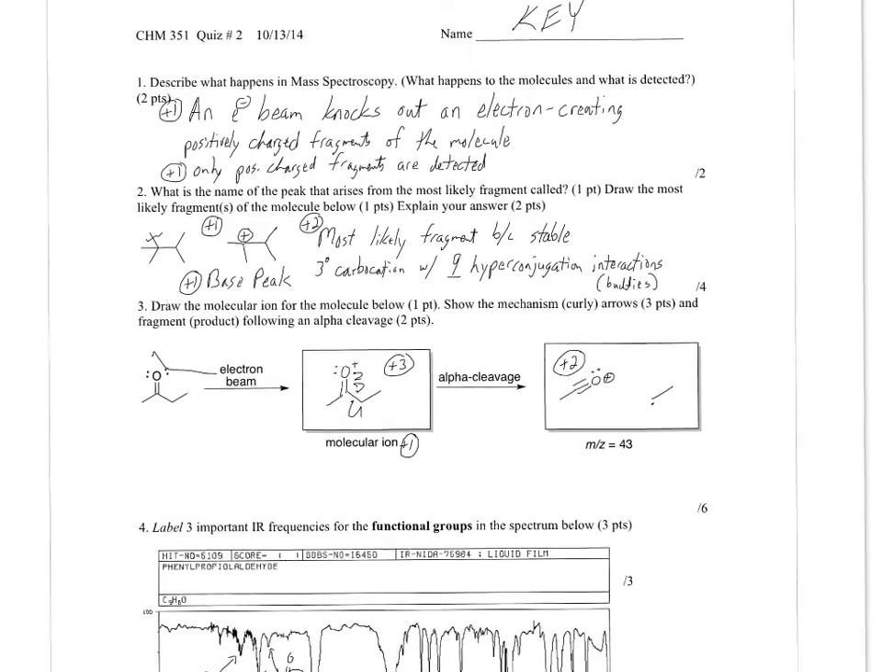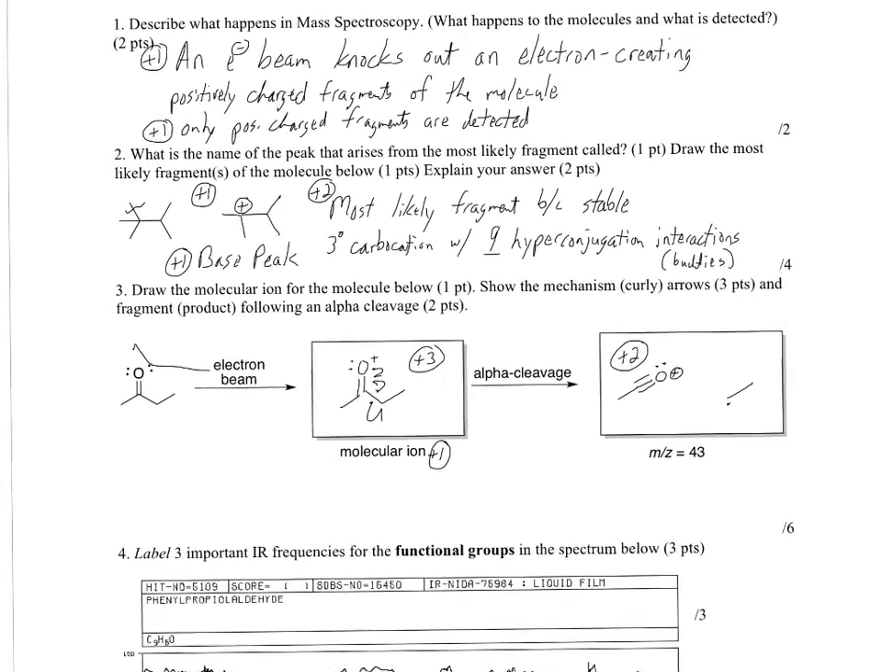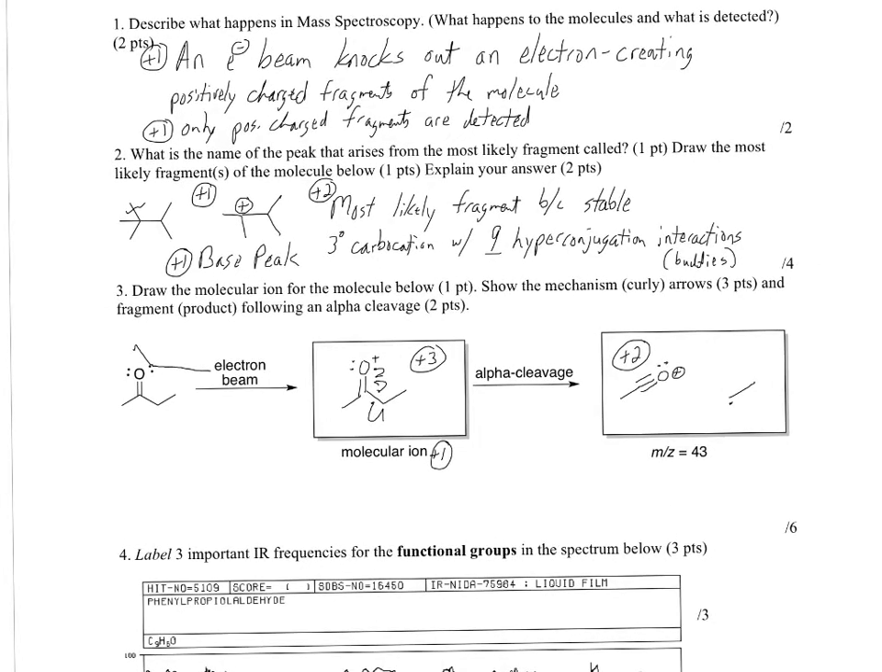What is the name of the peak that arises from the most likely fragment? Draw the most likely fragment, give the name, and explain your answer. The name is the base peak. In this case, you want to break a bond that gets you a tertiary carbocation because that's the most stable, because it has 9 hyperconjugation interactions, or buddies. When you form this plus charge here, there are 9 sigma bonds, 2 bonds away from the carbocation. That's why it's stable.